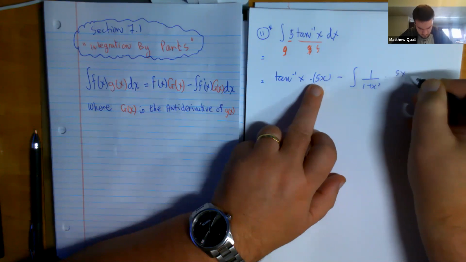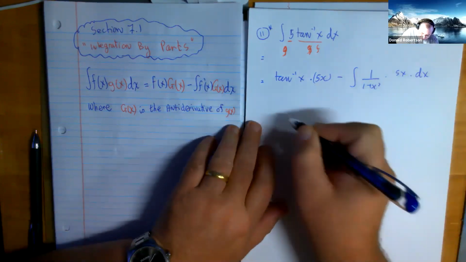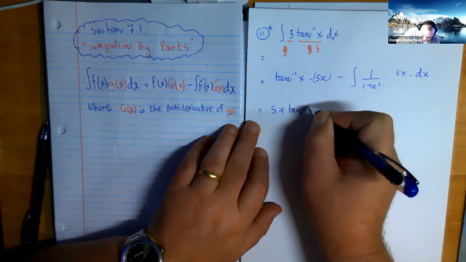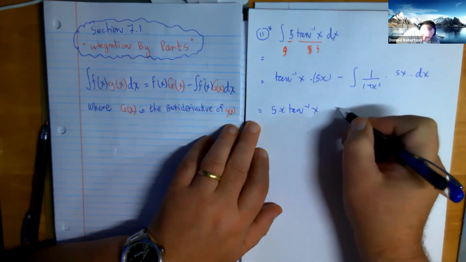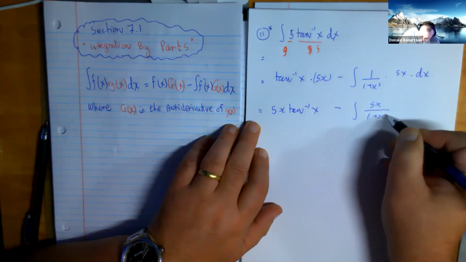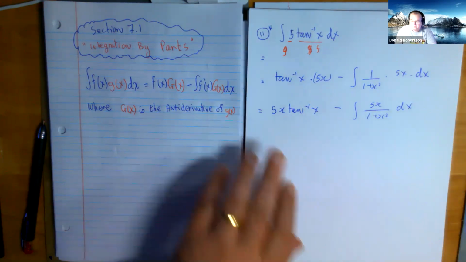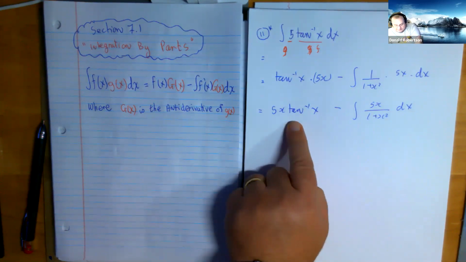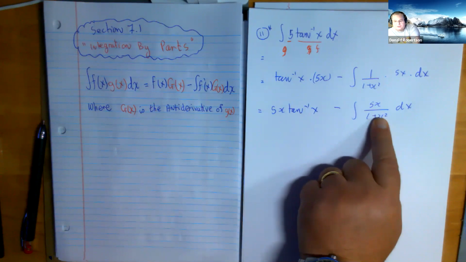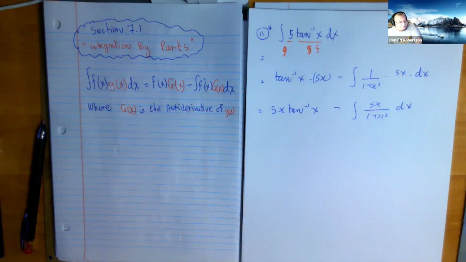Times 5x dx. So I like the x's at the front, so that's all I'm doing here. I'm not really doing that much with this one. We're just making it look slightly pretty. And we're at this point. This is done, right? This is an answer. This is part of the answer anyway. This integral is our next job.